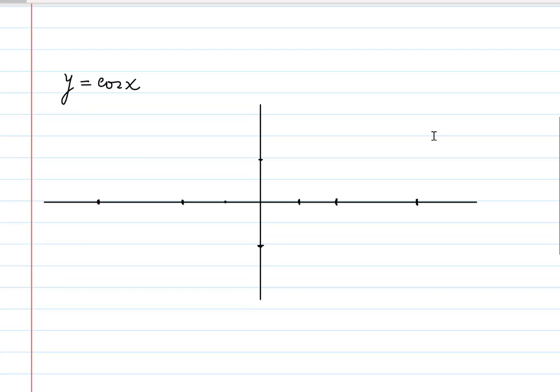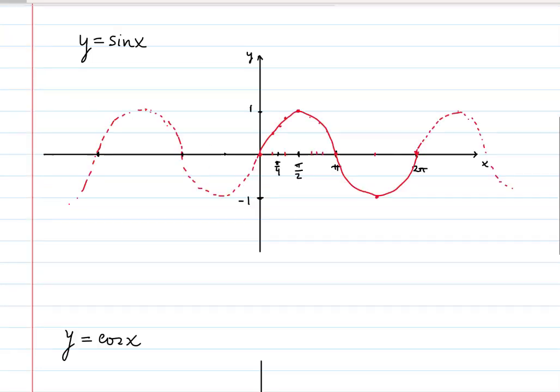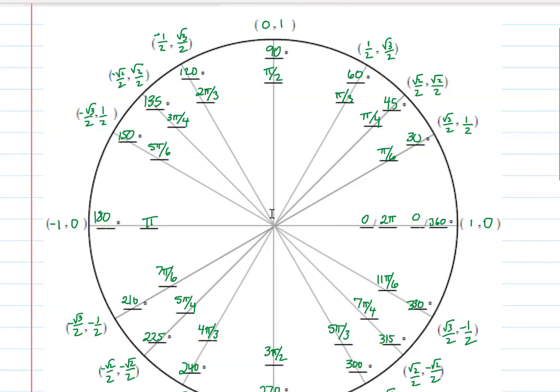Now for cosine, the cosine function is going to follow very similarly to sine. If we were to plot some points just like we did for sine, look at the unit circle here. We start with 0, and instead of the y coordinate, for cosine we're looking at the x coordinate. So for 0, the x coordinate is 1, so cosine of 0 would be 1, right? And so forth. Cosine of 90 degrees will be 0. We're looking at the x coordinate now.